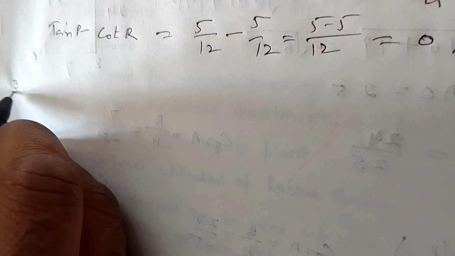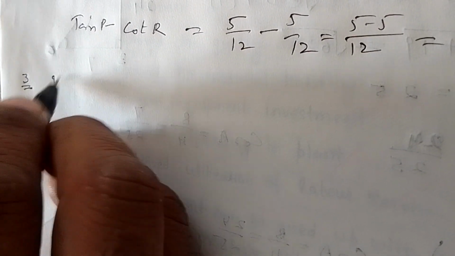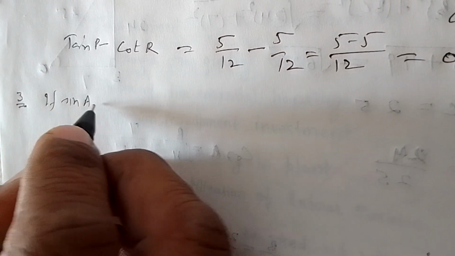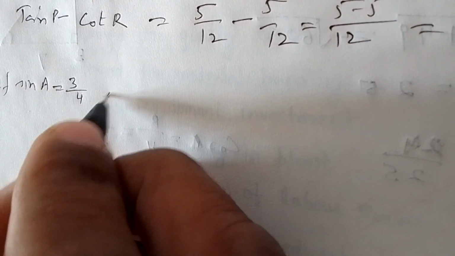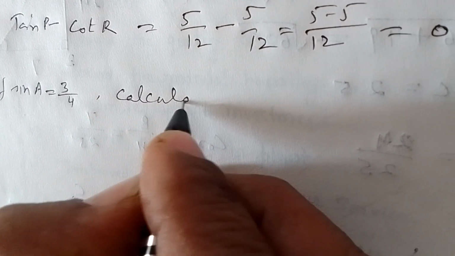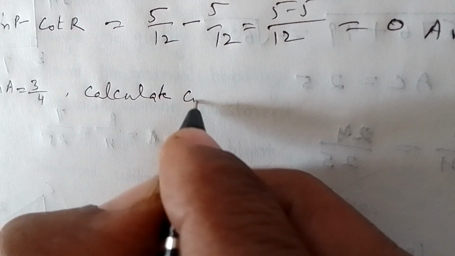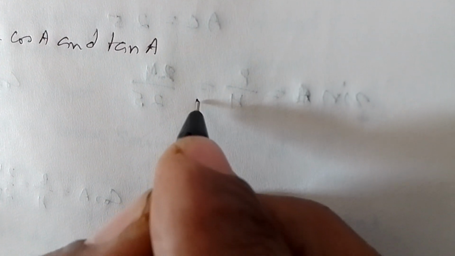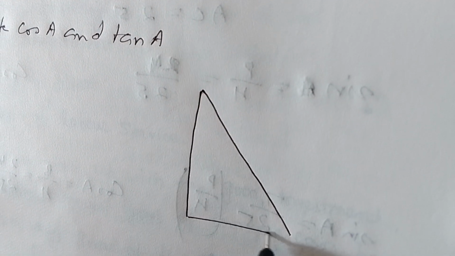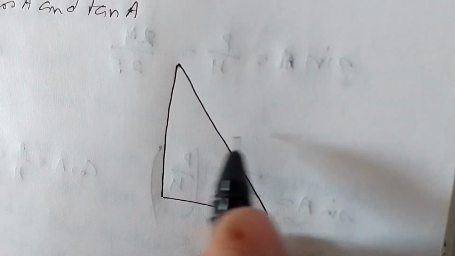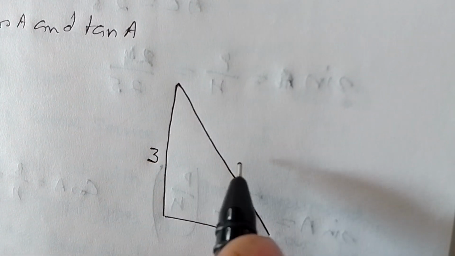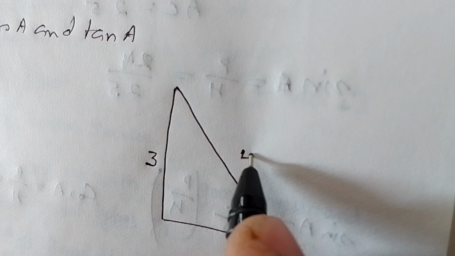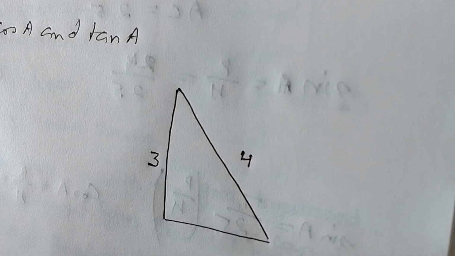The third question is, if sin A is 3/4, we have to calculate cos A and tan A values. Since we know that sin is the ratio of perpendicular divided by hypotenuse, perpendicular value is 3 and hypotenuse is 4.